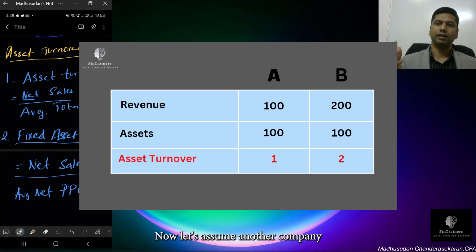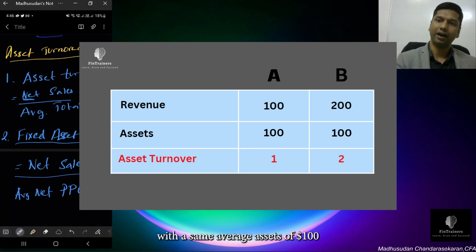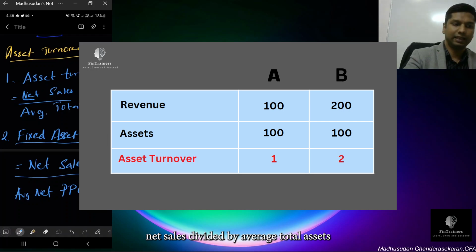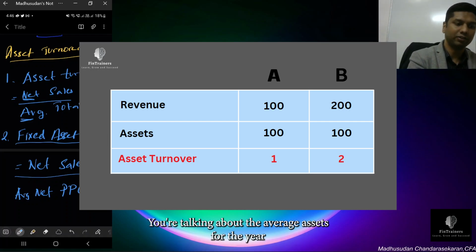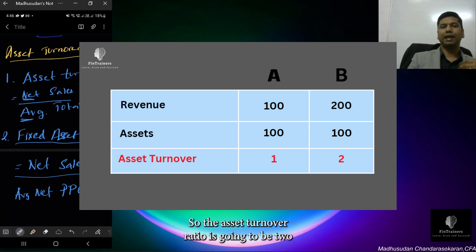Now let's assume another company is generating a net sale of $200 with the same average assets of $100. So in that case, if we use the same formula, net sales divided by average total assets, right? You're talking about the average assets for the year. So in that scenario, it's going to be 200 divided by 100. So the asset turnover ratio is going to be 2.